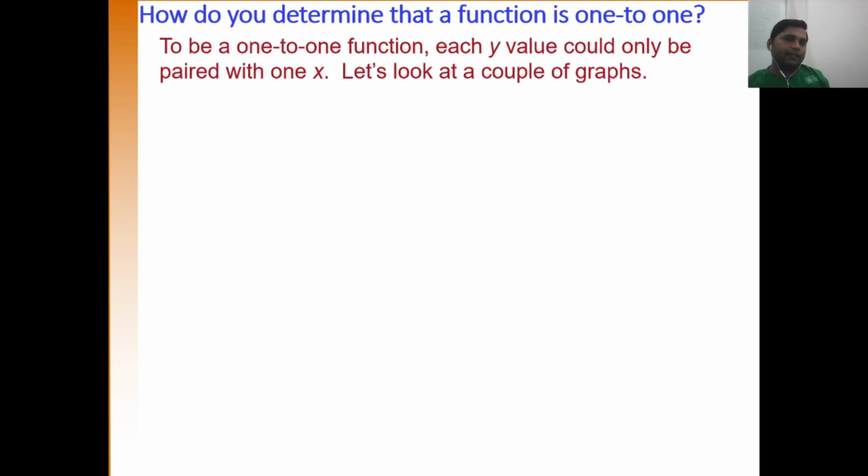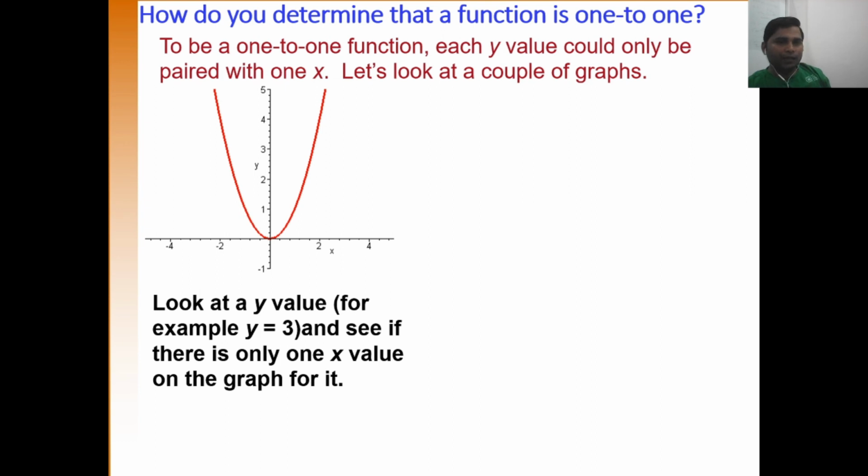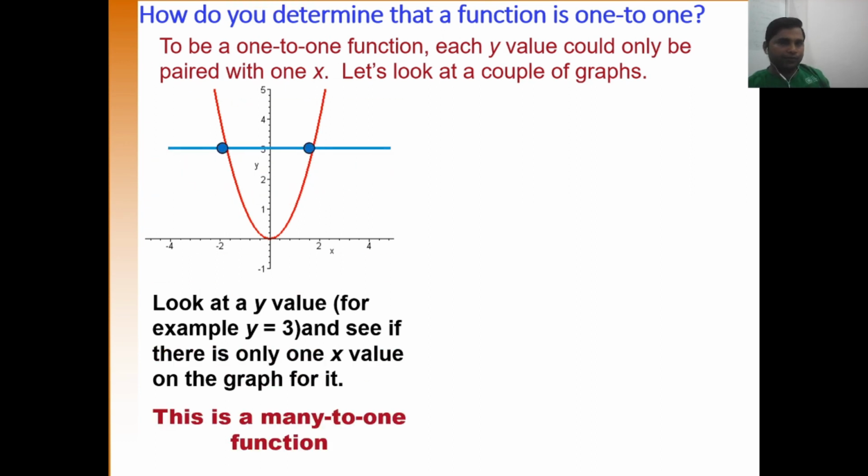Horizontal line test. So if you draw a horizontal line parallel to the x-axis, if the line is intersecting the curve only at one point, then it is 1 to 1. If it is intersecting at more than one point, then it is a many to 1 function. In this curve, if you draw a horizontal line parallel to the x-axis, you will see that the line will intersect the curve at 2 points. That's why it's not a 1 to 1 function, and that's why it is a many to 1 function.